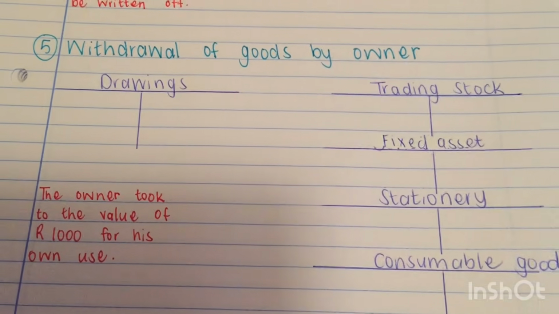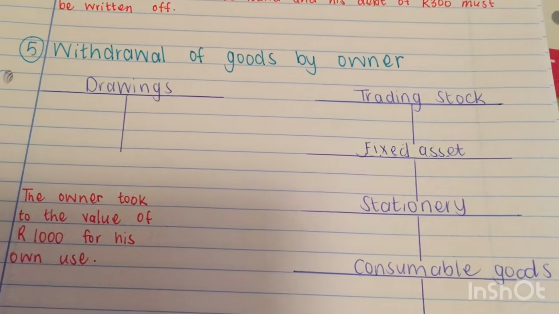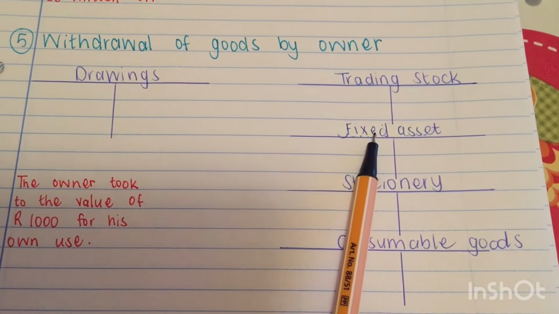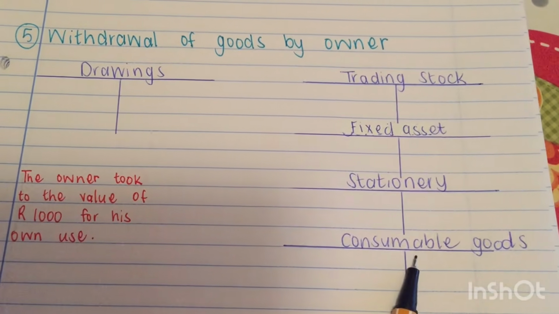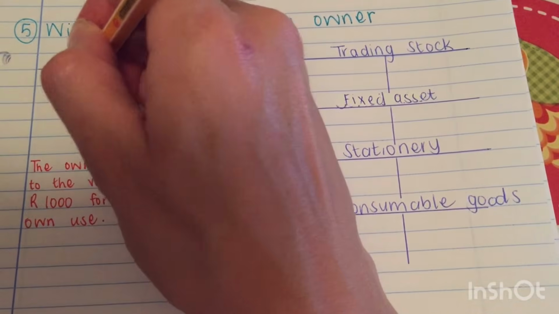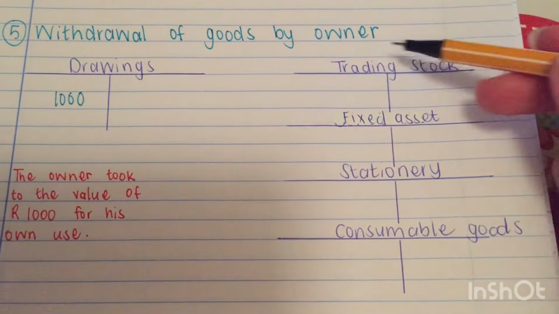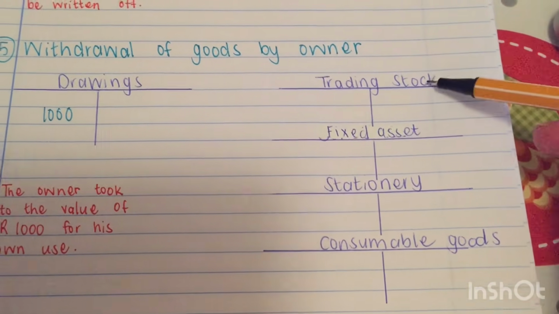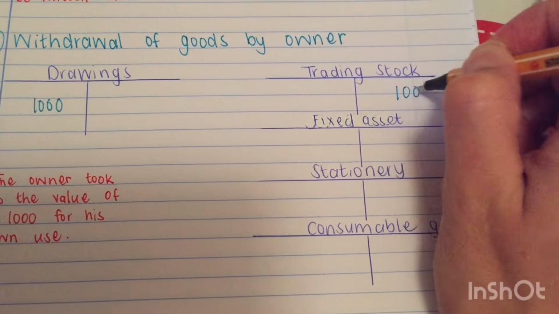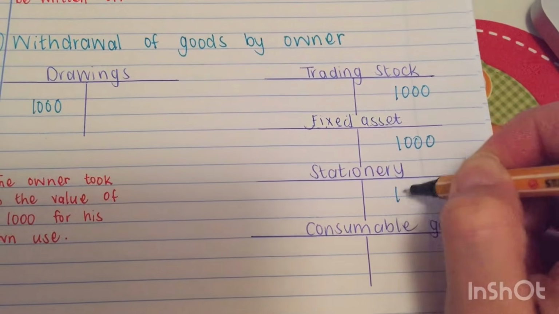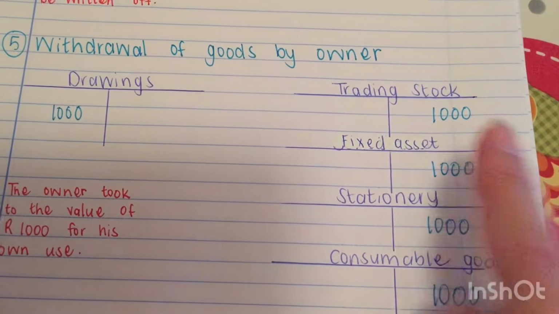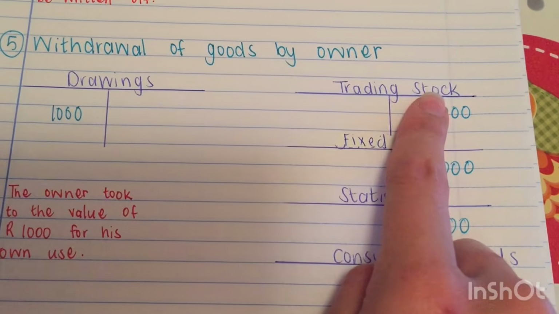Number 5 is when the owner takes goods for his personal use. So there's a couple of things he can take. I wrote there my transaction. The owner took either trading stock, equipment or vehicle, stationery or consumable goods to the value of 1,000 Rand for his own use. So drawings will be debited with 1,000 Rand, and then whatever he took, whether it be trading stock, vehicle or equipment, or stationery or consumable goods, we are going to enter 1,000 Rand in one of these accounts. It depends on what he took. So let's say he took trading stock, then it's going to be drawings and trading stock.